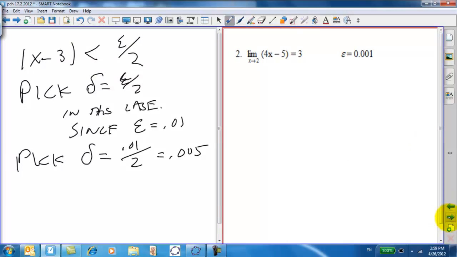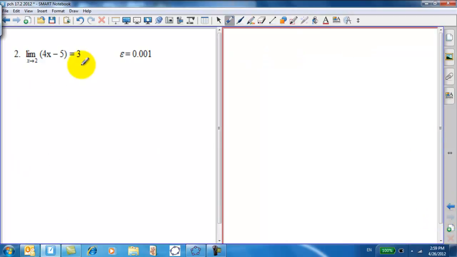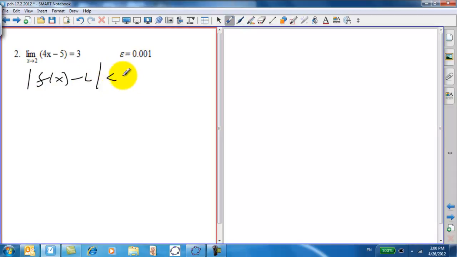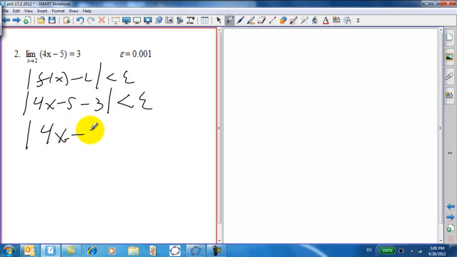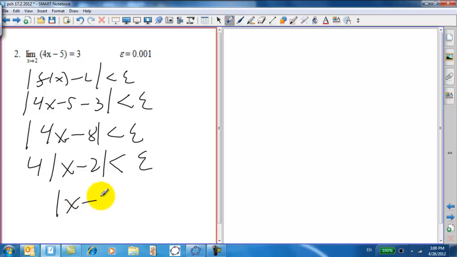Let's try another limit. The limit as x goes to 2 of 4x minus 5 is equal to 3, and pick epsilon to equal 0.001. So we start with the absolute value of f of x minus L is less than epsilon. So 4x minus 5 minus the limit, which is 3, is less than epsilon. So the absolute value of 4x minus 8 is less than epsilon. We can factor out the 4 and take its absolute value. 4 times the absolute value of x minus 2 is less than epsilon. So the absolute value of x minus 2 is less than epsilon over 4.